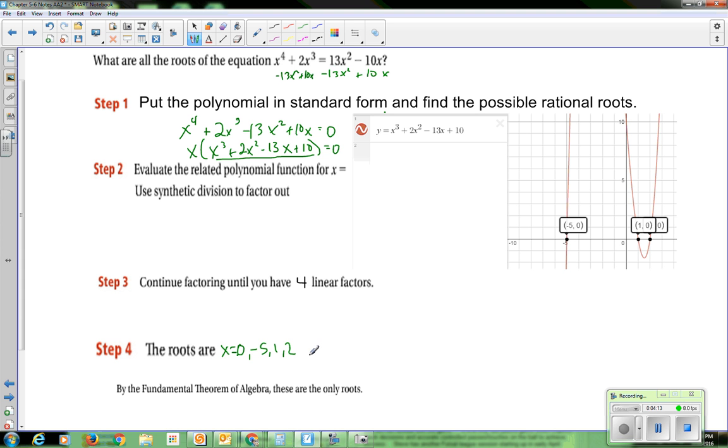If I want to, I'm going to write this as a factor. So instead of x to the 4th plus 2x cubed minus 13x squared plus 10x, I can write that as x times x plus 5 times x minus 1 times x minus 2 equals 0. And then x equals 0, -5, 1, and 2 are the roots.